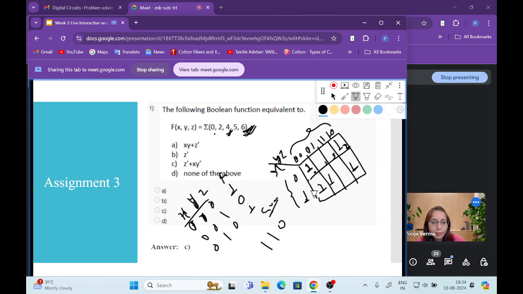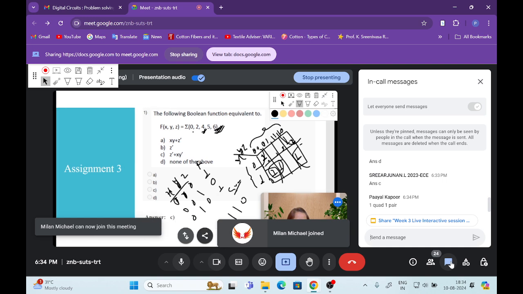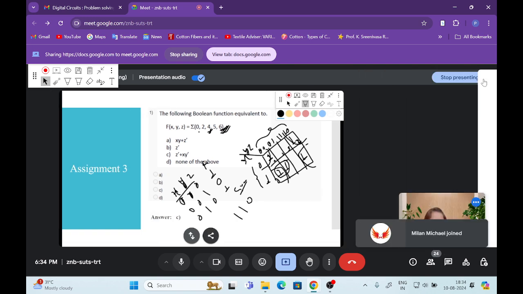So map all these ones in a K map. Then what we need to do is make a pair, or a quad, or an octet. We need to check from where we can make a pair. These two are in adjacent places, so these make a pair, and from here we can also make a quad, right? So I hope you are getting it. First we need to find this pair. One quad, one pair, right?